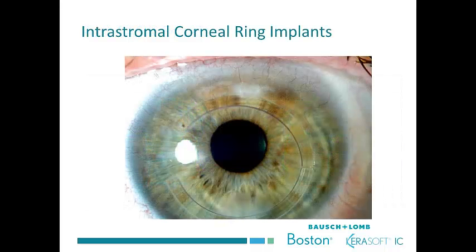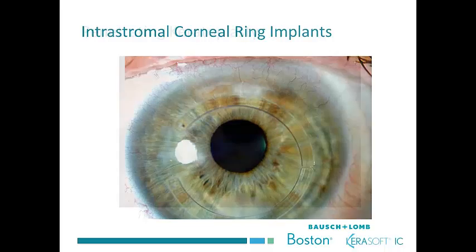Here we have intrastromal corneal ring implants. These are sometimes called Intacs. You can see these implants in the cornea. Now, this is a rare situation where there was actually an inflammatory response to the surgical procedure. However, this can be an effective treatment for flattening the cornea to help with contact lens fitting or contact lens tolerance. So some of our patients that have irregular corneas may have undergone this procedure.